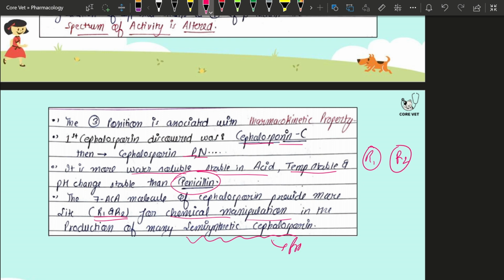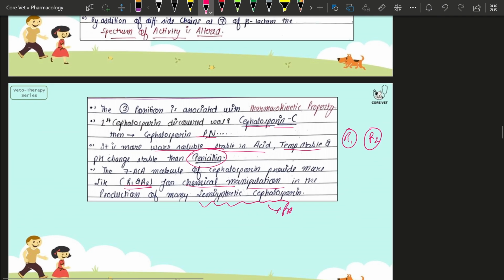Because you are getting an extra site to make an alteration in a certain compound. If you have an extra site for a compound, you can make several alterations in that particular compound, right? So if you are able to make several alterations in a certain compound, then it is more prone to produce more and more semi-synthetic compounds, right? Because there are extra sites, right? So let's just move further.